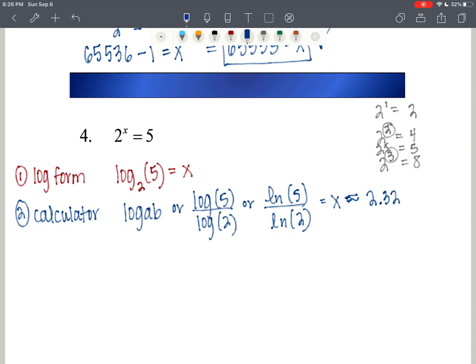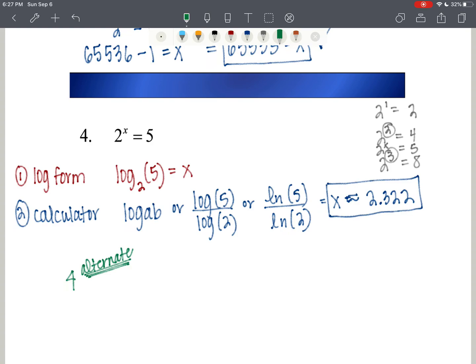And you should get about 2.322. Definitely don't skip over that. Make sure that you know how to get 2.322 out of your calculator. Now, another way, this is an alternate way.